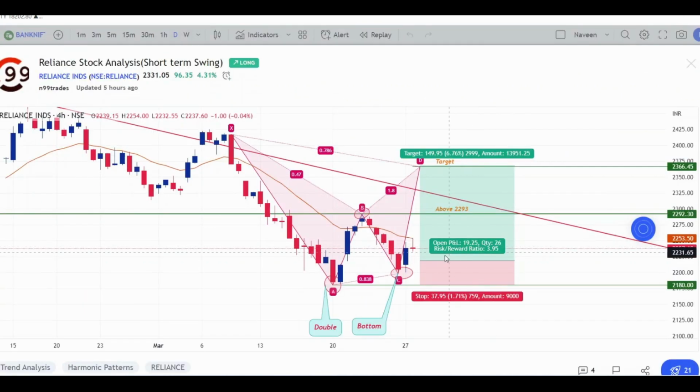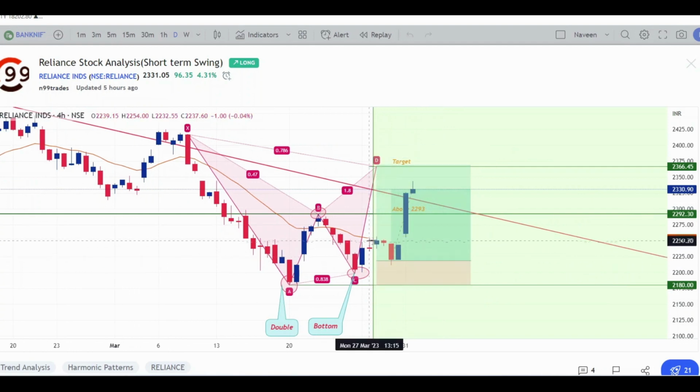I am playing the bar replay here. As you can see, the stock tested this level. This is our entry point. As we said, our entry point is 2310. Exactly, it has tested this level and given a quick bounce till this level. It has made a high of almost 2345. That is, our first target is reached and our second target is also reached. We are only 20 points away from our final target, that is 2366.